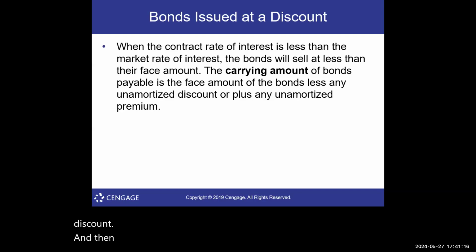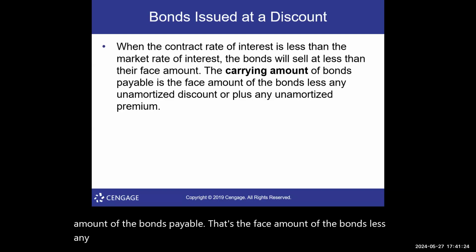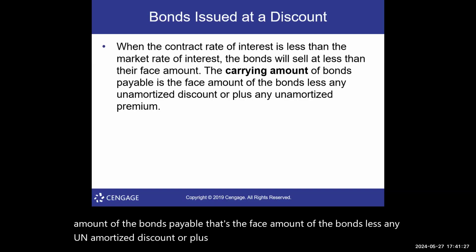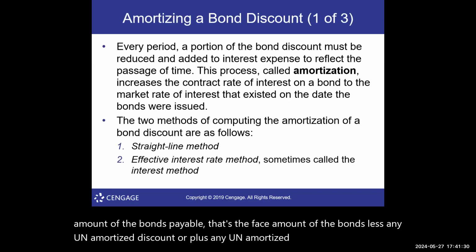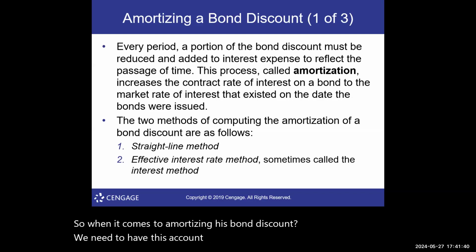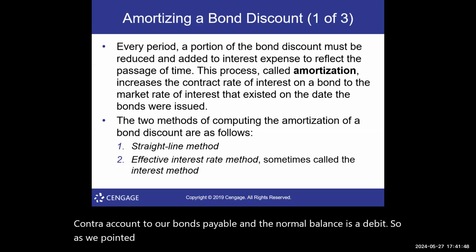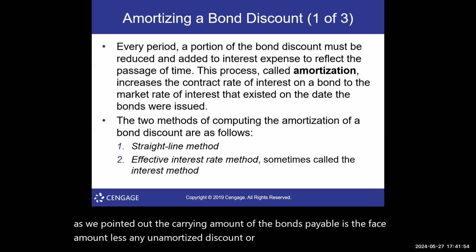And then we have what's called the carrying amount. The carrying amount of the bonds payable is the face amount of the bonds, less any unamortized discount or plus any unamortized premium. So when it comes to amortizing this bond discount, we need to have an account called discount on bonds payable, and it's a contra account to our bonds payable, and the normal balance is a debit. As we pointed out, the carrying amount of the bonds payable is the face amount less any unamortized discount or plus any unamortized premium.